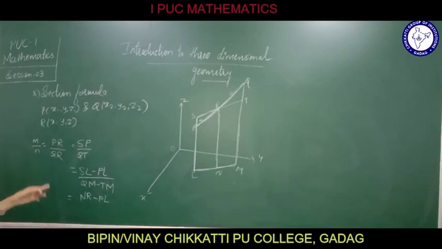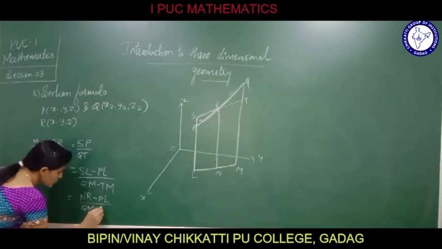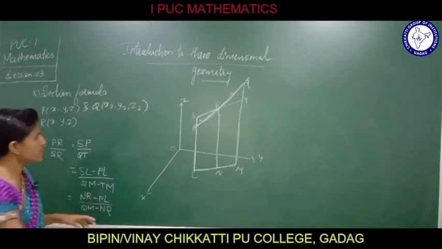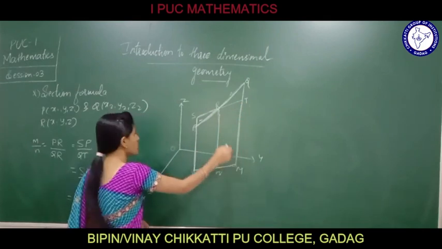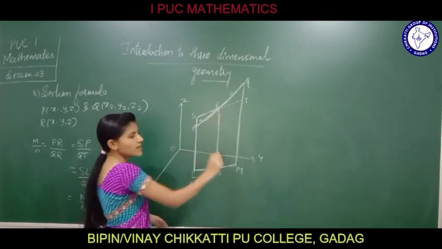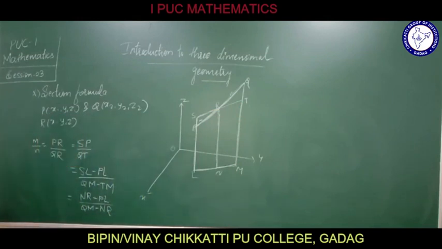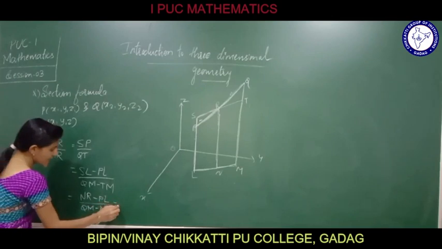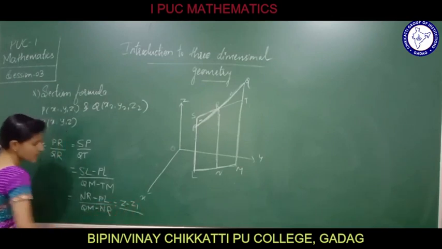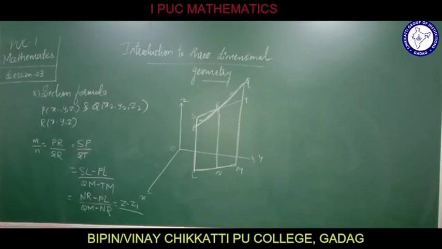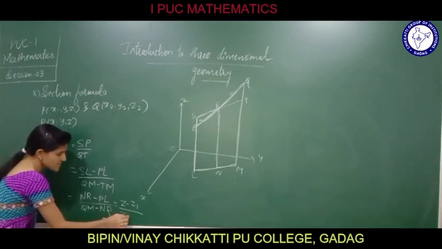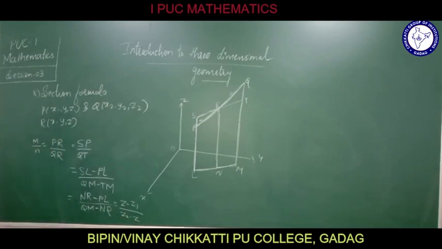The same way, QM divided by QM minus TM can be written as QM minus NR. See, TM will be equal to what? This will be equal to NR. Why? These are the quadrilaterals, and therefore we can write it like this. Then how can we further simplify? NR minus PL divided by QM minus NR. What can we write here? We can write that as Z minus Z1 divided by, on simplifying, Z2 minus Z.